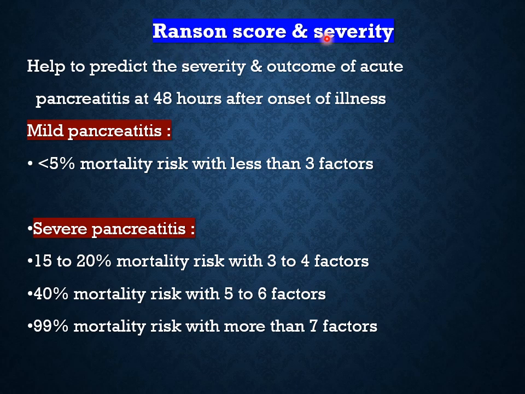So Ranson score and severity actually helps to predict the severity and outcome of acute pancreatitis at 48 hours after onset of illness. Mild pancreatitis, less than 5% mortality with less than 3 risk factors. Severe pancreatitis, 15 to 20% mortality with 3 to 4 risk factors. So as the risk factors increase, the mortality rate also increases, to the extent that if there are more than 7 factors, the mortality is almost 100%.